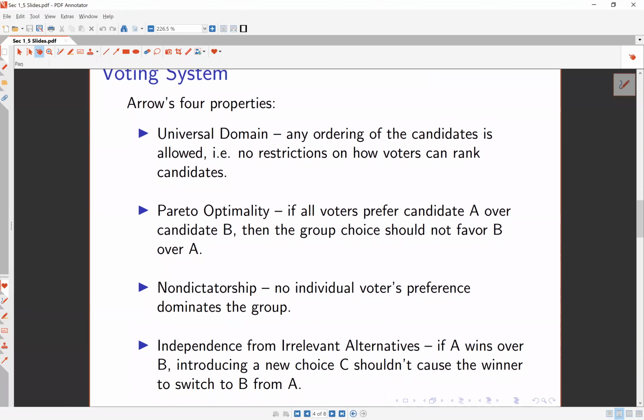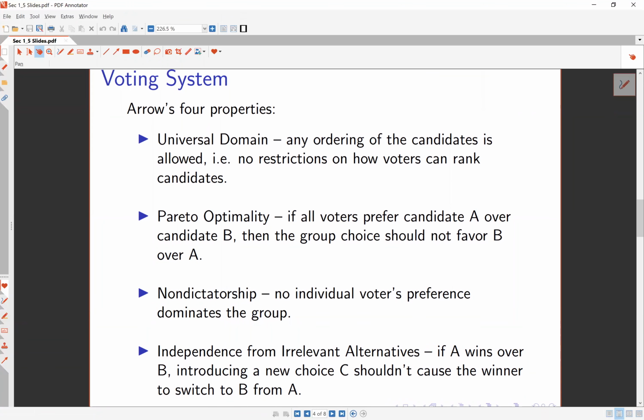Now, Arrow defined 4 properties for an ideal voting system. First property is called universal domain. All universal domain means is if you are filling out a ballot, you can order the candidates in any way that you want. There is no restriction on how you order the candidates.